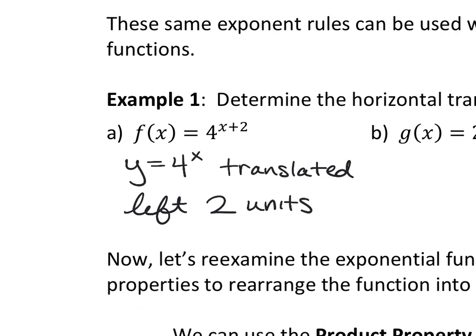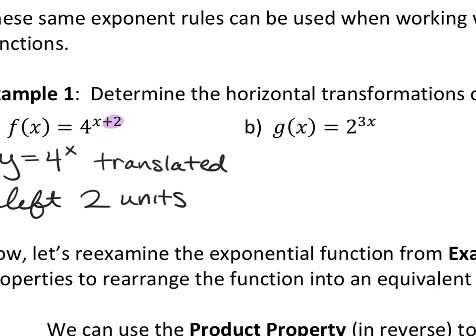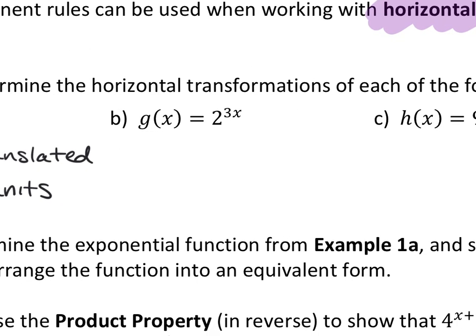Okay, so quick reminder that our transformations, if you see plus 2 inside the function, inside in this case means in the exponent. It's going to move to the left. Okay, for question B, what kind of transformation has occurred if my regular function was y equals 2 to the x? It now says 2 to the 3x. So what have I done?